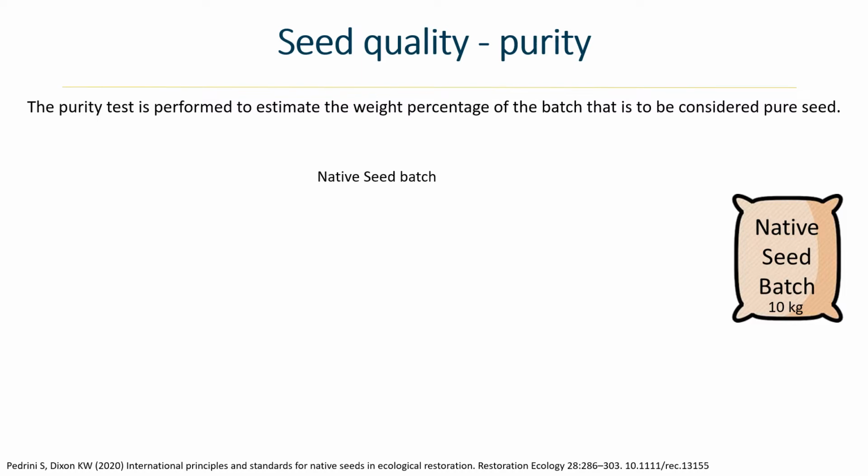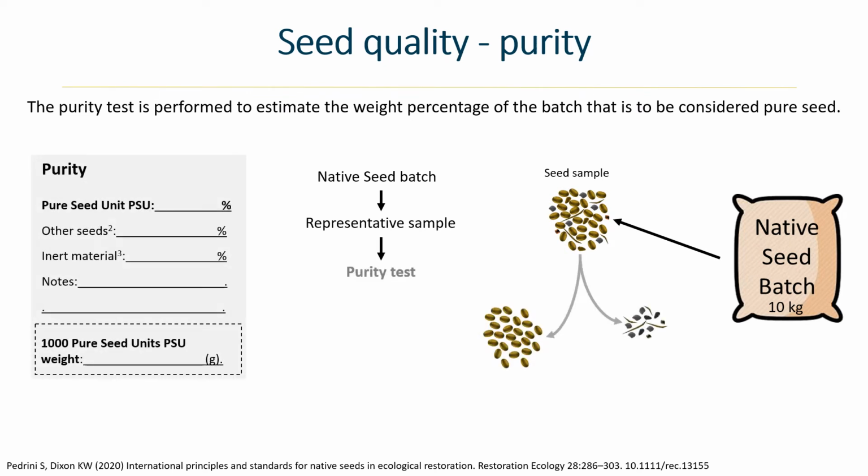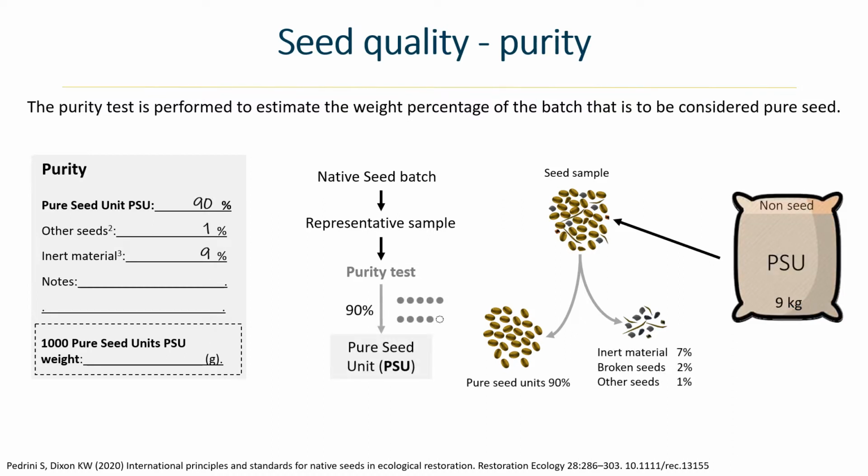The first one is the purity test. The purity test is performed by selecting a subsample from a native seed batch and then dividing the subsample into different fractions: one with pure seed unit, another one with non-seed material, and, if present, other seeds. You then weigh these different fractions and you obtain a percentage by weight for each of these fractions. In this example, 90% of our subsample was composed of pure seed unit.